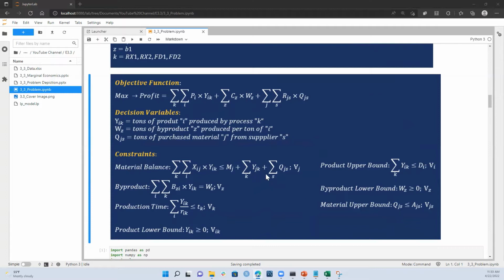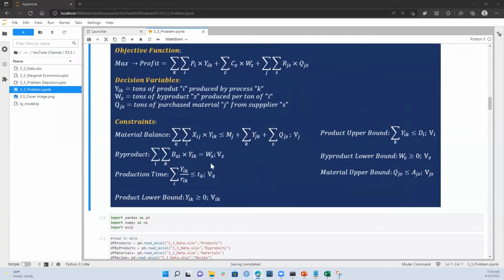So for material 3, this Y sub JK would represent the amount of material 3 produced on flashing units 1 and 2. And then we also have here the additional material that we might purchase or procure from our suppliers. And so that's going to be the summation of Q sub JS, which is all the material J procured from all the suppliers that supply material J in set S. And then we're going to do that for all materials 1, 2, and 3. And 4, sorry.